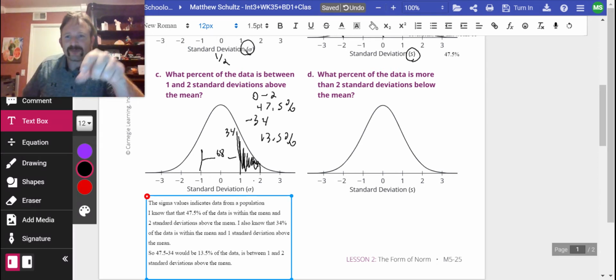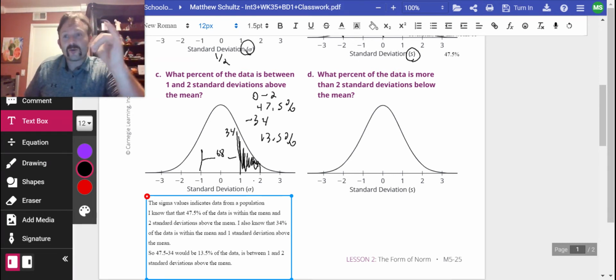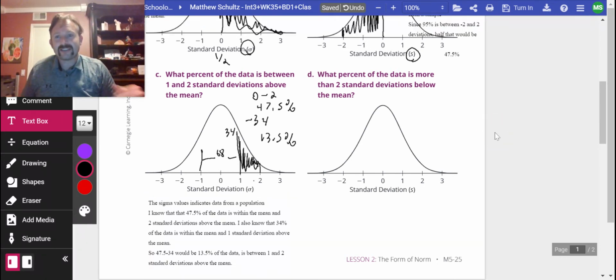I don't know if you're going to like this, but I know that 47.5% of the data is between the mean and 2 standard deviations. I also know that 34% of the data is between the mean and 1 standard deviation. So subtracting those values, 13.5% of the data is between 1 and 2 standard deviations above the mean. Basically we're trying our hardest to do the mental math to figure out what percent of the data this will be.